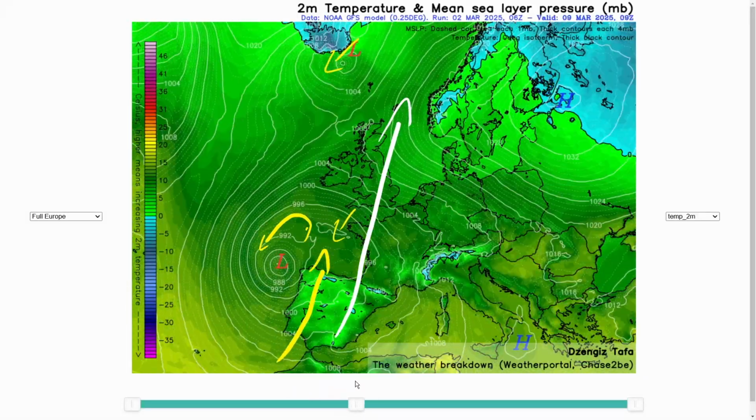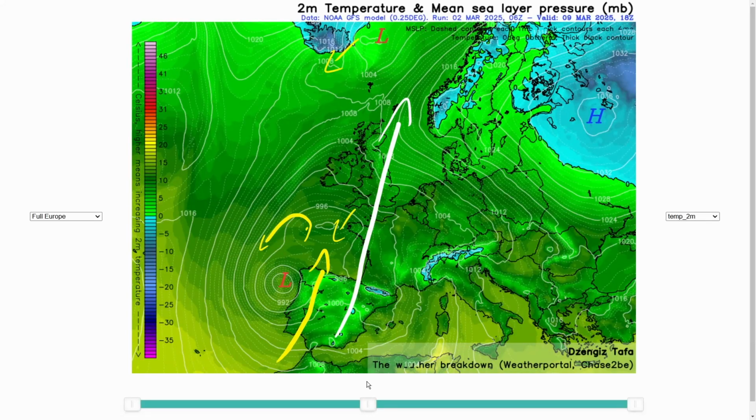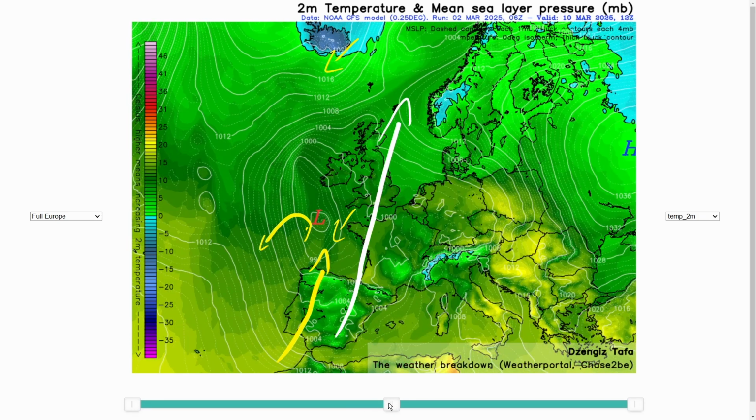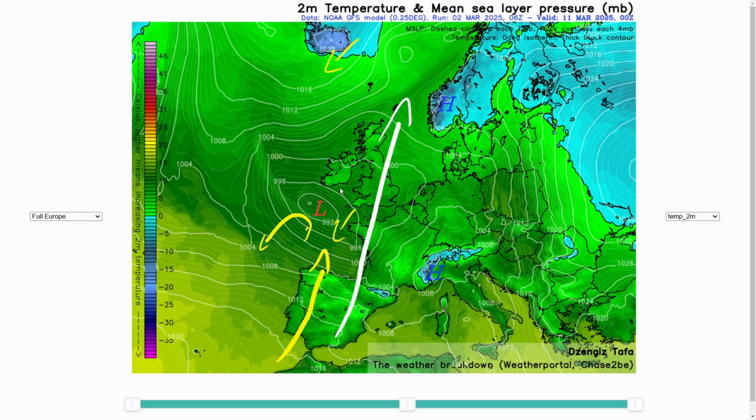And from here on out, the low is gradually starting to fill, because you can see the pressure building up here while the low is going to disappear a little bit. There's another low forming a little bit further here, but it's already 11 March, so let's not delve a little bit too deep into that aspect.